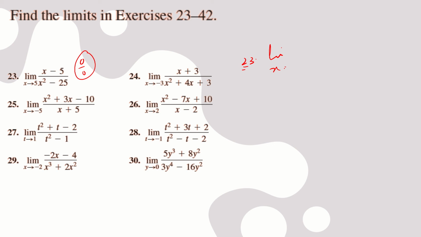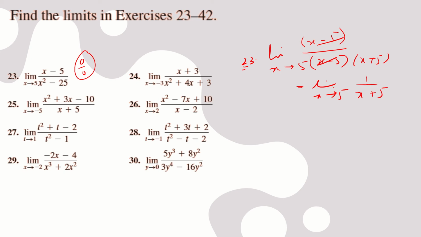This limit can be found as x minus 5 divided by x square minus 25, which can be factorized as x minus 5 and x plus 5. We cancel these together to get simply limit x goes to 5, 1 over x plus 5. That is equal to 1 over 5 plus 5, which is 1 over 10. So the limit of this function is 1 over 10, while the value of the function at x equal to 5 does not exist.